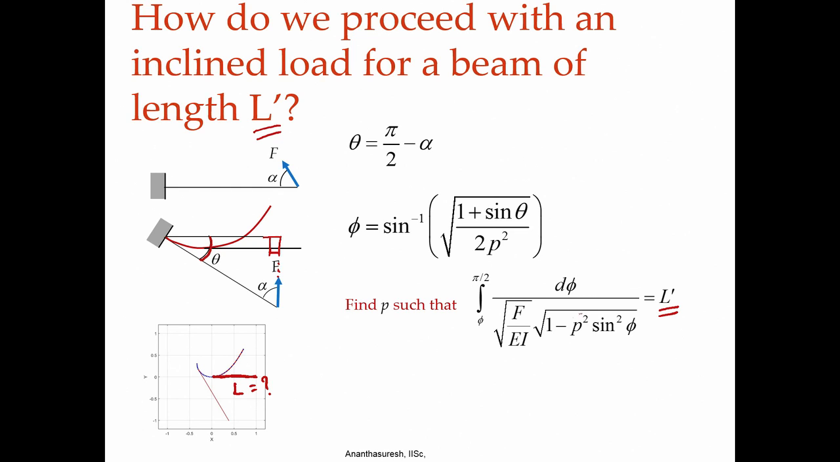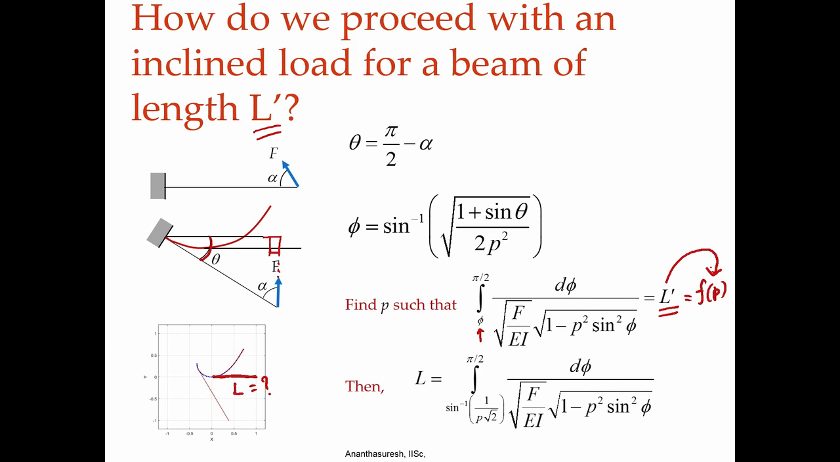We find p because p is here, sin square phi, that also is p, and overall integration we do, and this has from phi to pi by 2. This whole thing is a function of p. Now, given L prime, we need to find p, that is the equation we need to solve. Once we do that, we can get the length L that we wanted, where the force will be vertical. So, we know that force acting here is same as force acting here, and we get this elastica solution.